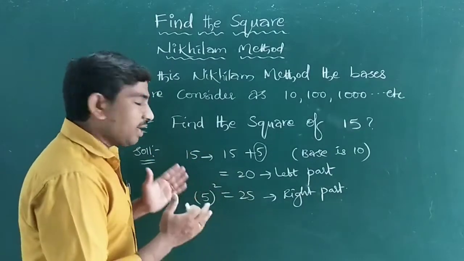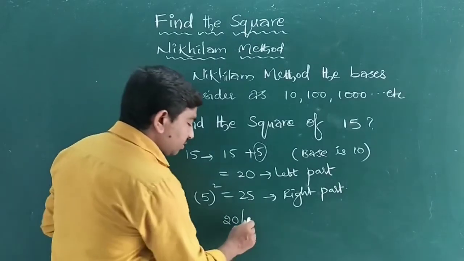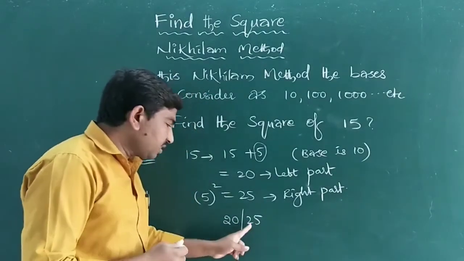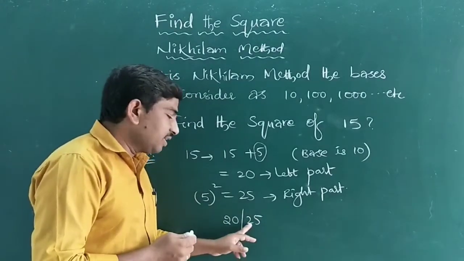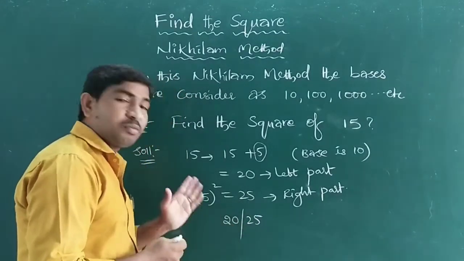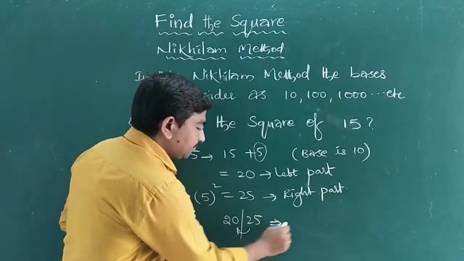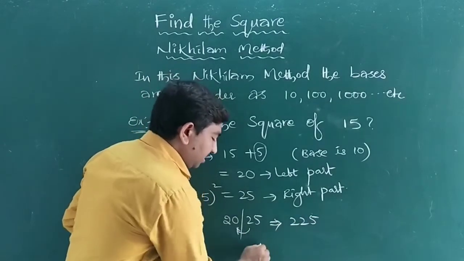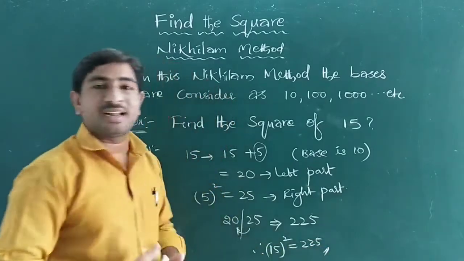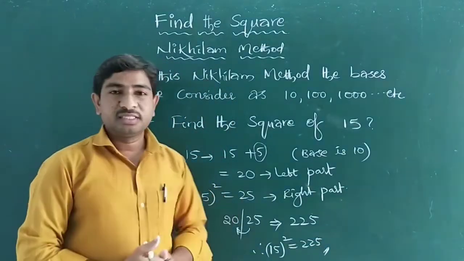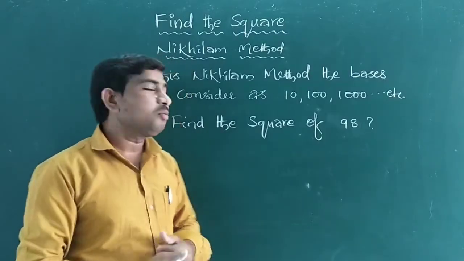So to understand, I am rewriting this as 20 and, beside it, 25. See this, in the right part we can keep only a single digit. For that, this 2 is added to the left part, so it is added to this 0. Then the final answer is 2, 2, 5. So 15 square is equal to 225. Very easy. Now let us see one more example problem.